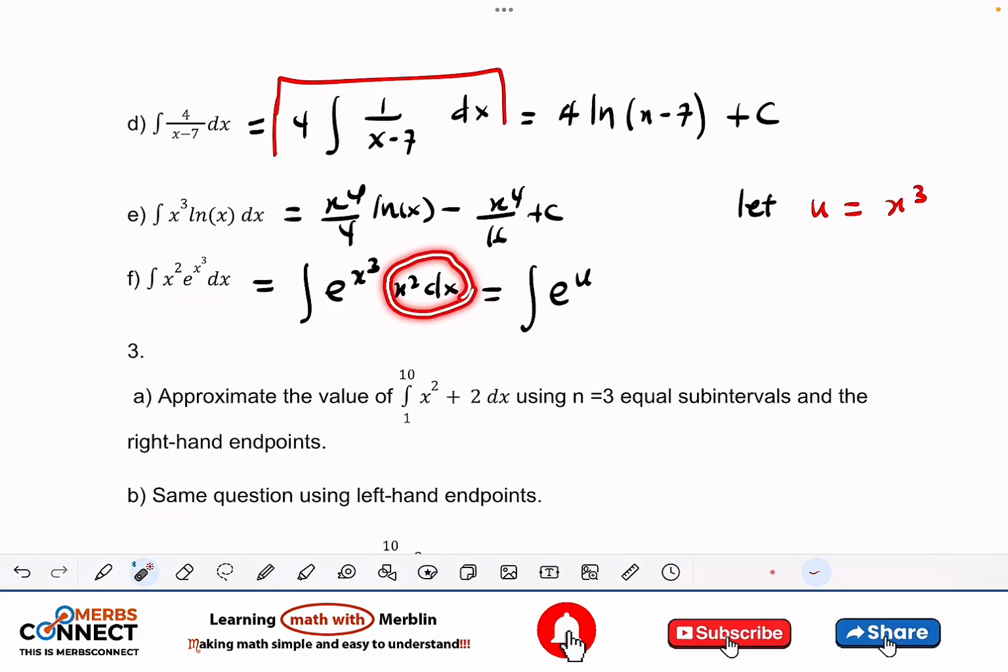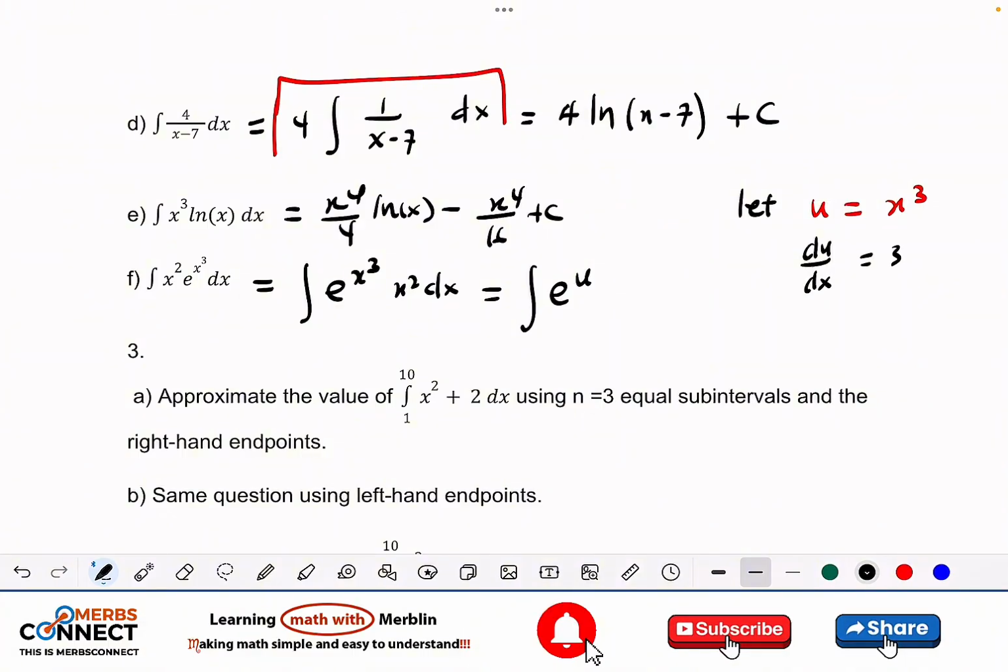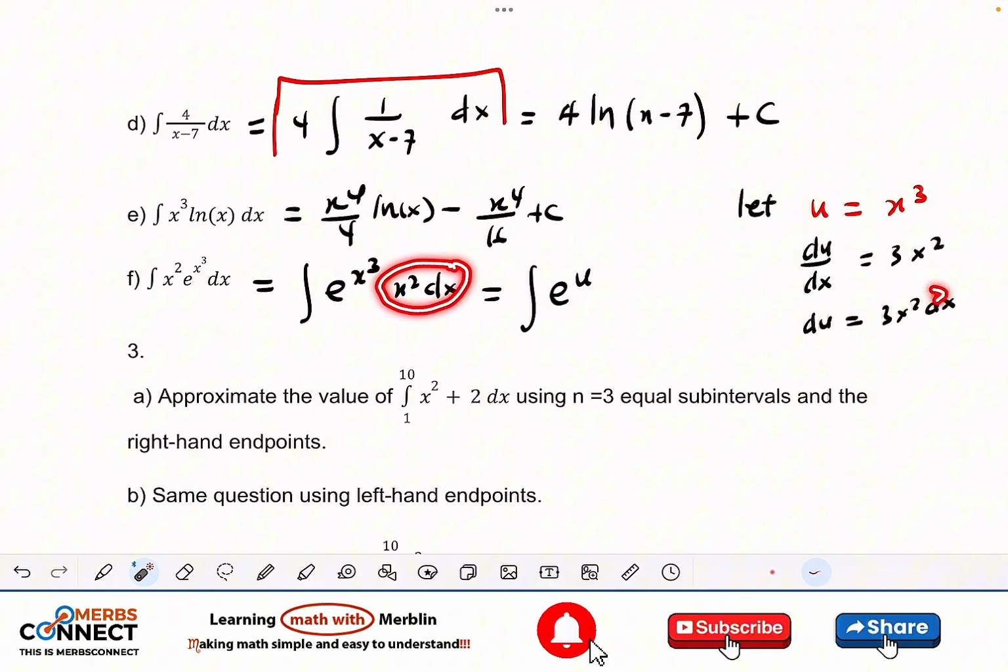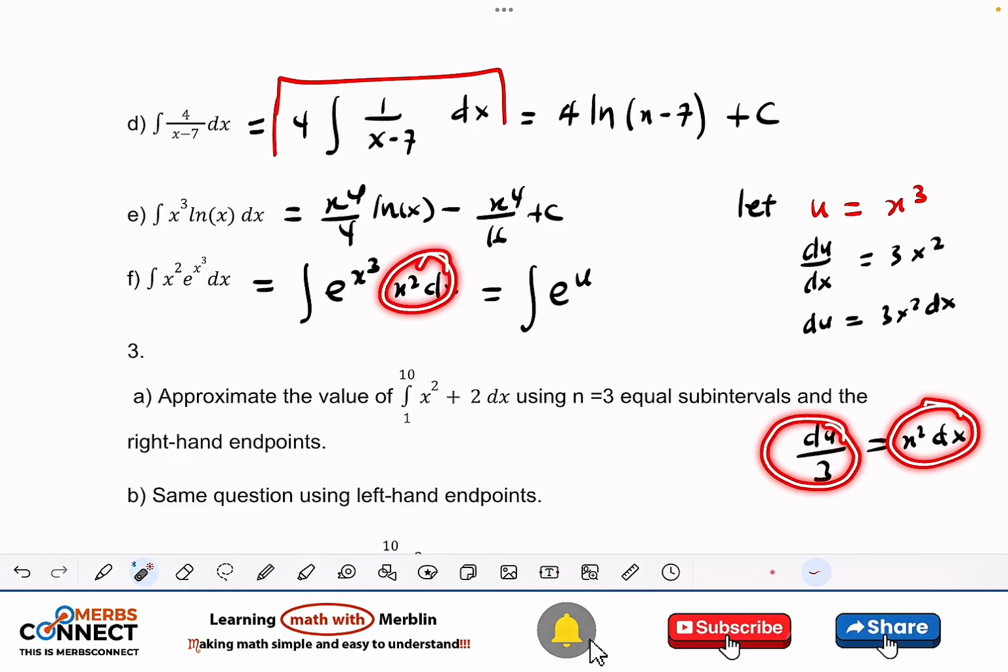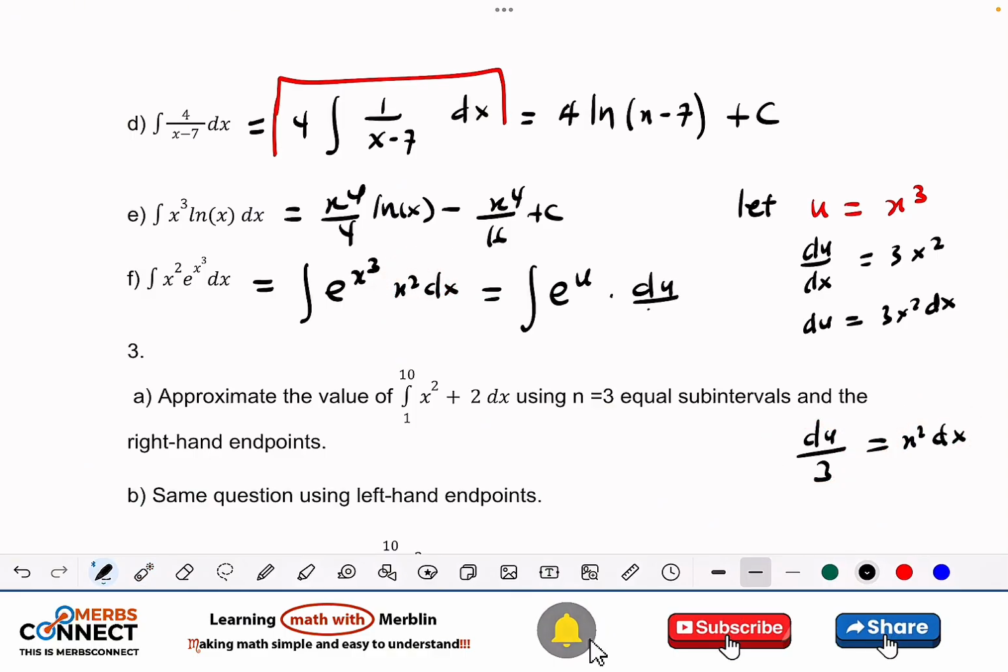Now I need to go and look for x squared dx, because we are changing everything to what? u. So I need to differentiate this function. du over dx is equal to 3x squared. Make du the subject. du is equal to 3x squared dx. But we have the x squared here, so it means that we need to divide this one by 3, divide this one also by 3. So we are going to have du over 3 is equal to x squared dx. So this x squared dx, which is here, is the same as this. So this is going to give us du over 3.